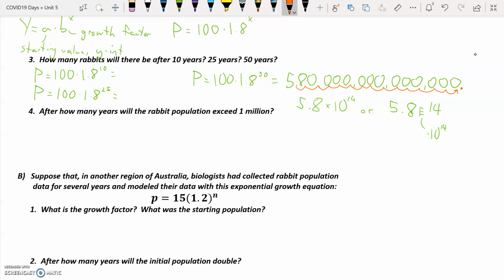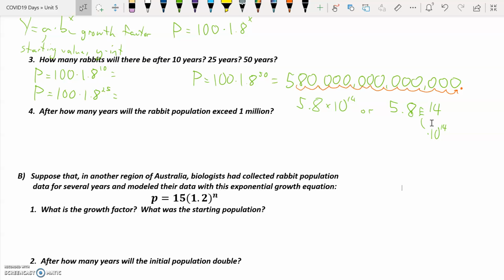It's a condensed way of writing really big or really small numbers by indicating where the decimal is using this power of 10. Because every time you multiply or divide something by 10, it just moves the decimal place left or right one spot. Okay, so a little sidebar on scientific notation.